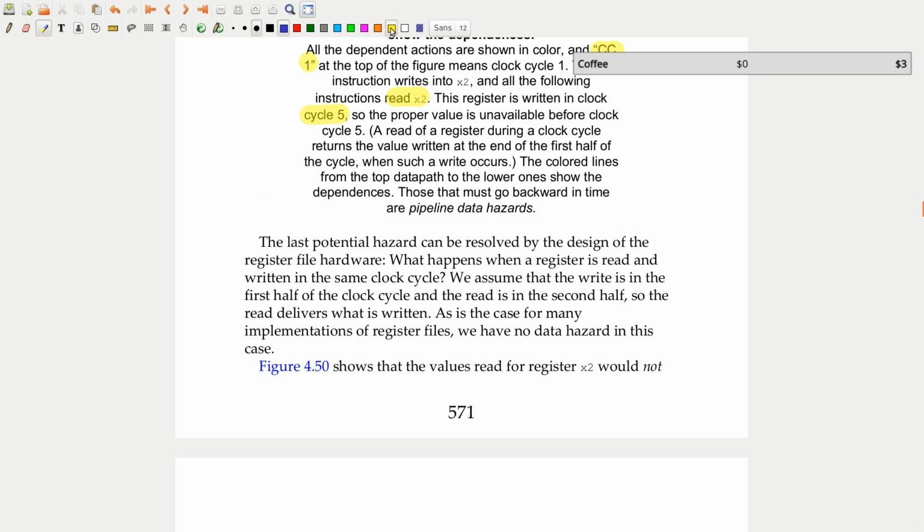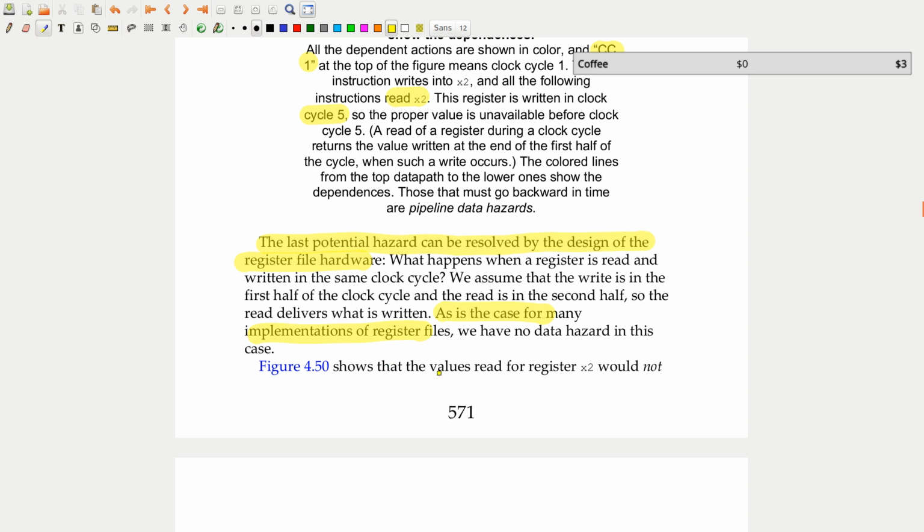Let's go back to yellow. The last potential hazard can be resolved by the design of the register file hardware. What happens when a register file is read and written in the same clock cycle? We assume that the write is in the first half of the clock cycle and the read is in the second half, so we can do both writes and reads in the same clock cycle at least. This is the case for many implementations of register files.